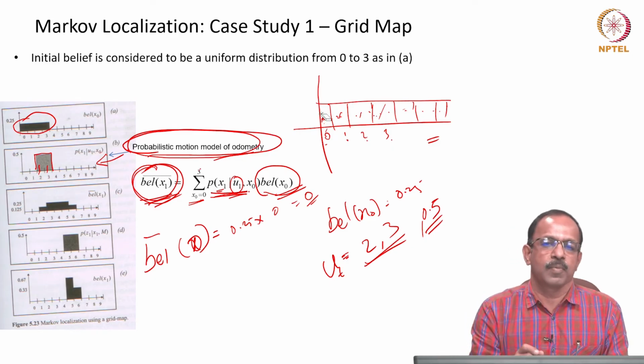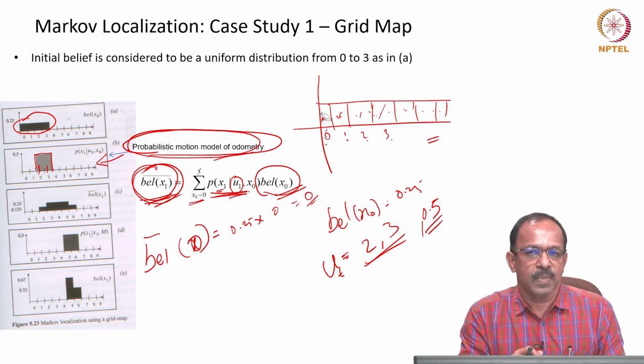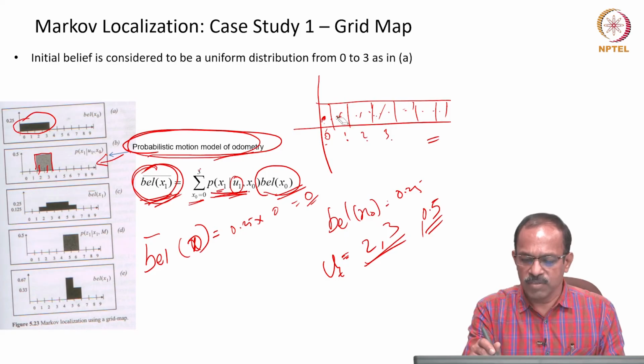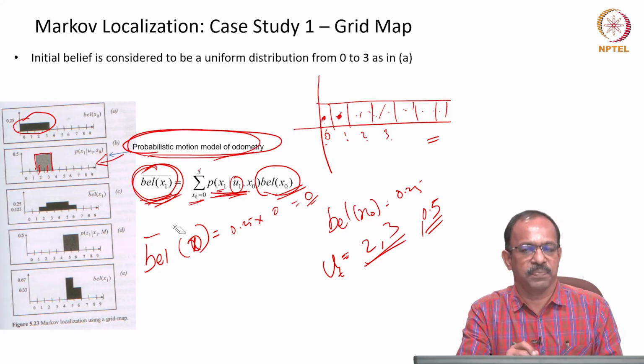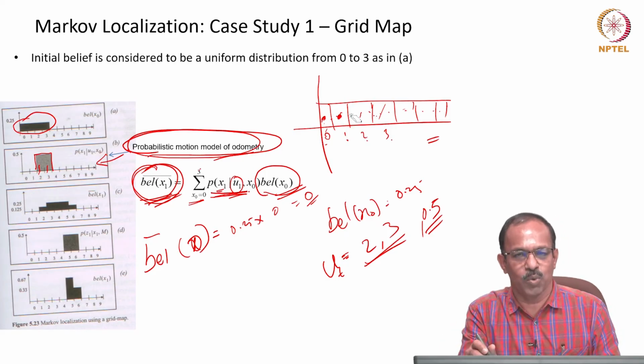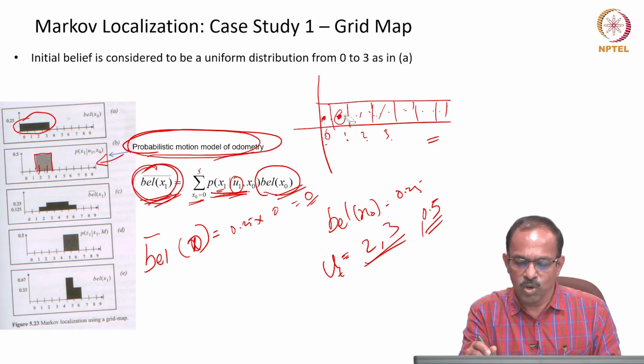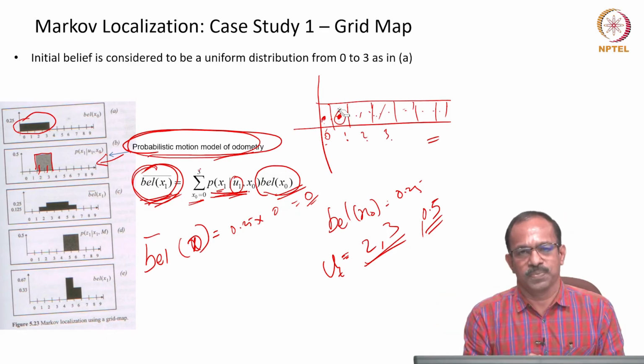Similarly, what is the probability that the robot is at 1? Initially, if the robot was at 0, what are the ways in which the robot can actually reach 1? There is no way that the robot can reach 1, because if it is initially at 0, it would have moved to 2 or 3, and if it is initially at 1, it would have moved to 3 or 4 because of 2 or 3 steps. So, the probability that the robot is at 1 is also 0.